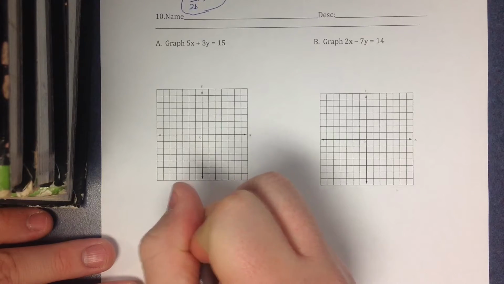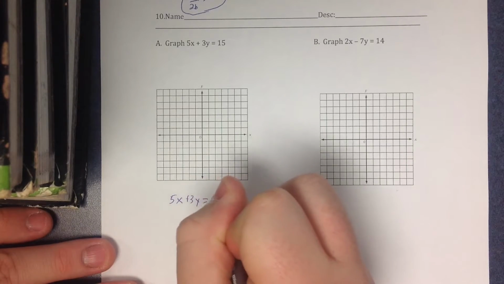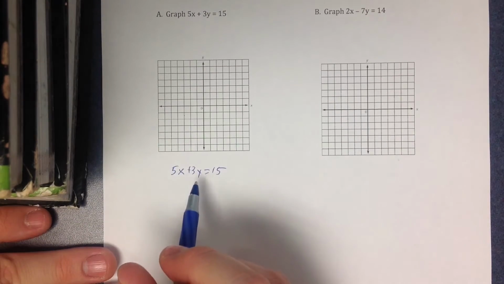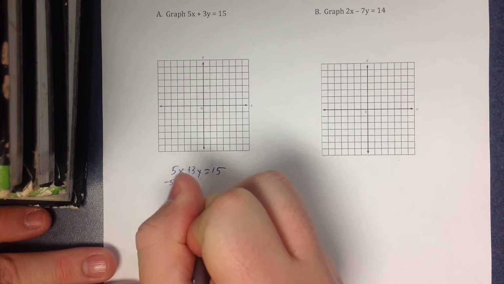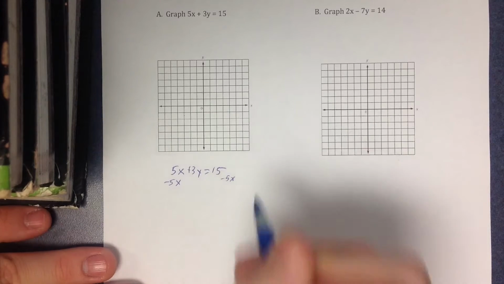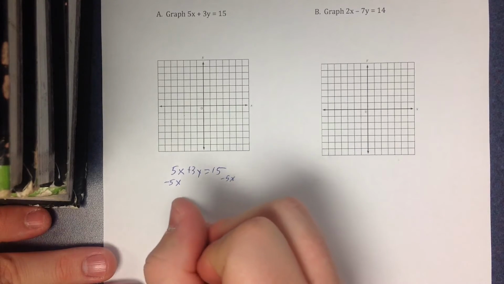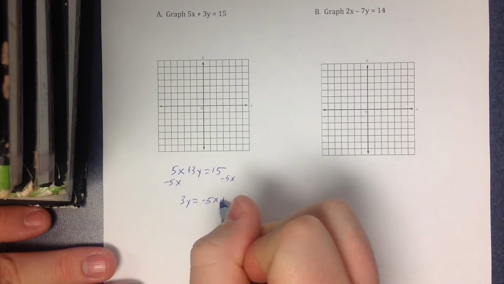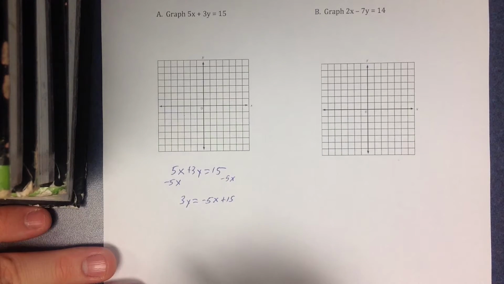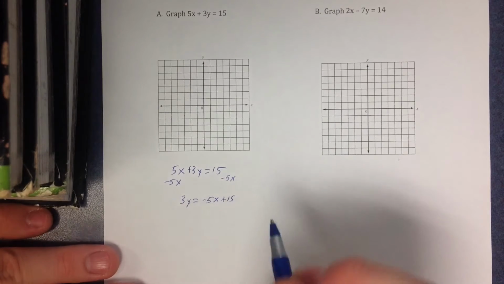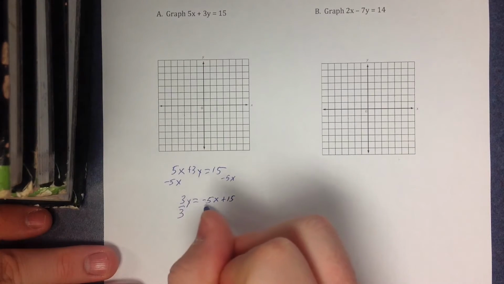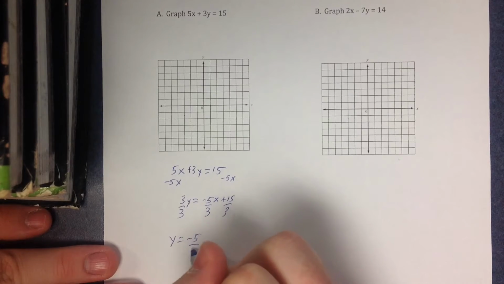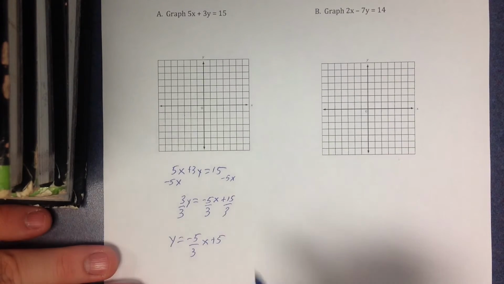So if I take 5x plus 3y equals 15 and I want to put that in slope-intercept form, that means I'm trying to get the y by itself. So I have to get rid of the positive 5x by subtracting 5x from both sides. So that'd give me 3y equals negative 5x plus 15. And then we would divide both sides by 3. So that'd give me y equals negative 5/3 x plus 5.